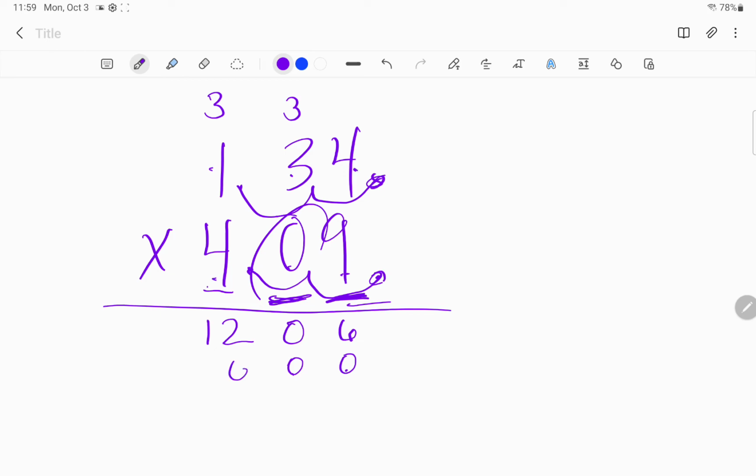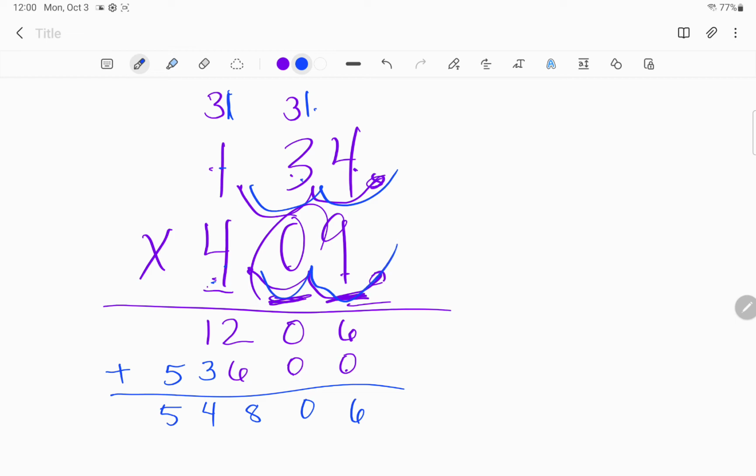4 times 4 is 16. We'll just go ahead and change that color so it's not confusing. 4 times 3 is 12, plus 1 is 13. We'll drop the 3 and carry the 1. 4 times 1 is 4, plus 1 is 5. Okay, so we're going to go ahead and add these together. We have 6, 0, 8, 4, and 5. Now, here's where our 1, 2, 3, 4 place values come in. We need to drop that decimal place value back in by moving it back to where it belongs.